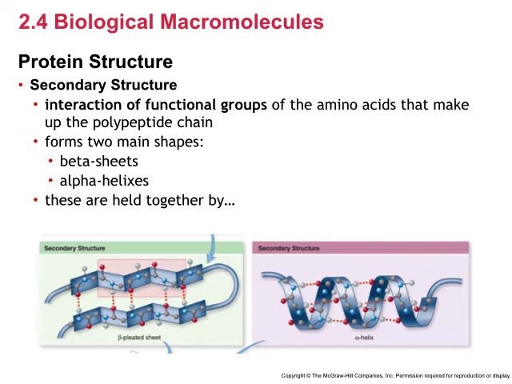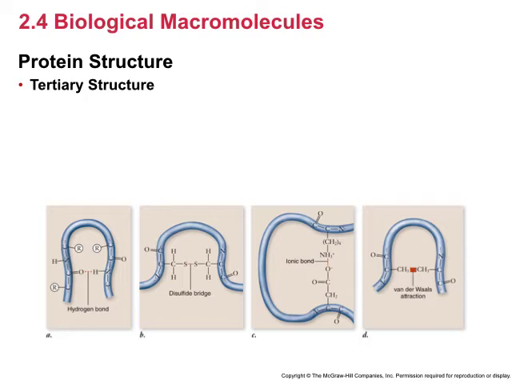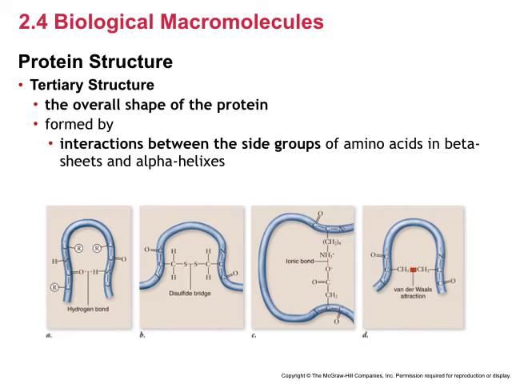All right, and then these two shapes, the beta sheets and the alpha helixes, will kind of fit together to give the overall shape of the protein, the tertiary structure. So this final shape is formed when the side groups of amino acids that are forming the beta sheets, the alpha helixes, and the amino acids that don't form those structures, when they interact. And so they'll interact and kind of fold the protein into its final shape.